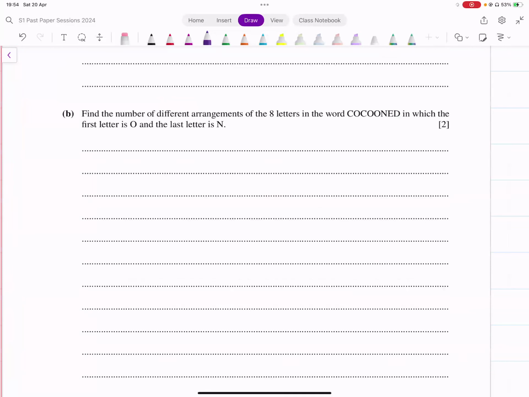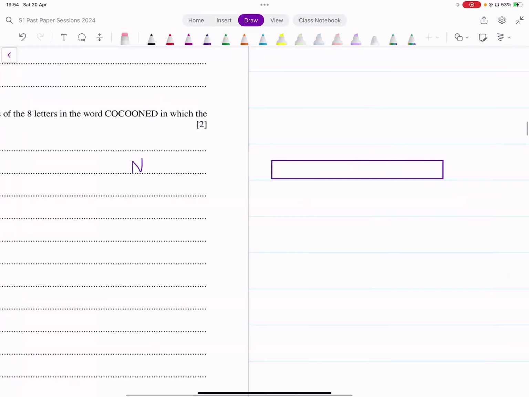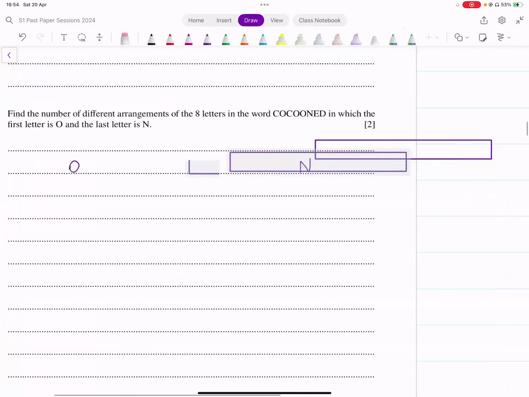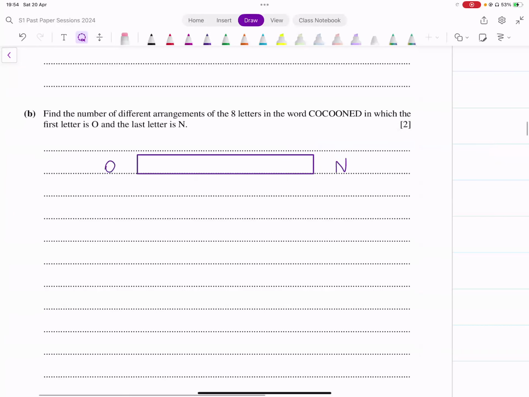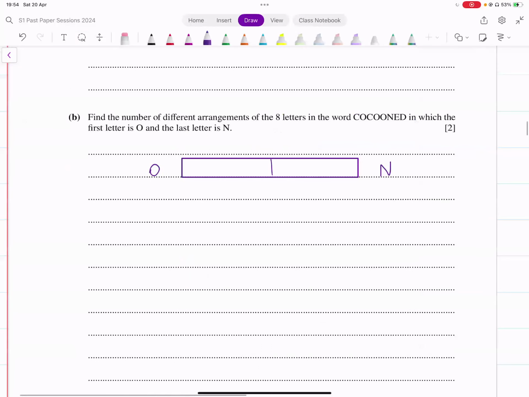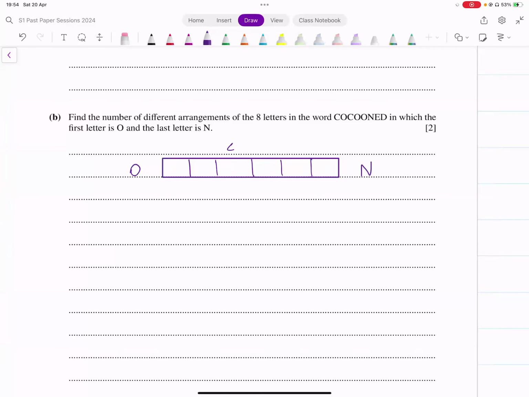So now they have fixed two letters, one in the beginning and one at the end. So the first letter has to be O and the last letter has to be an N. Now, what are the remaining letters? We had 8 letters in total. We've got 6 letters left. In how many ways can we arrange these letters? Letters on the sides are fixed, right? So these are the remaining letters. How many letters do we have? We have C, O, C, O, E, D. Okay, there are 6 of them.